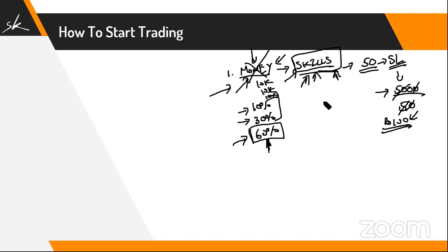But here what will happen? First trade you lose 100, you will still take the second one, you'll still take the third one, you'll still take the fourth one, you'll still take the fifth one, you'll still take the sixth one. Why? Because you've already predefined this.